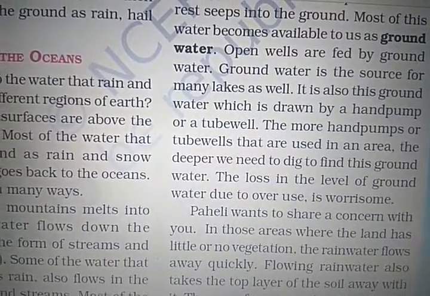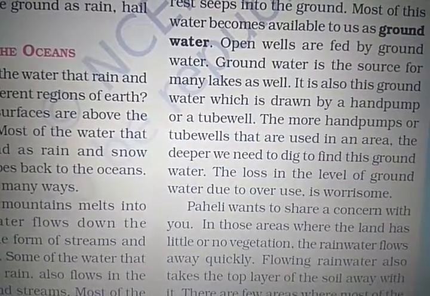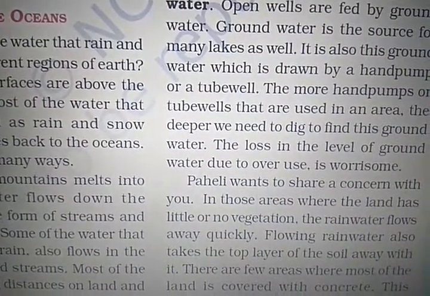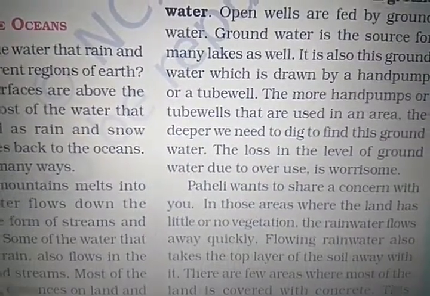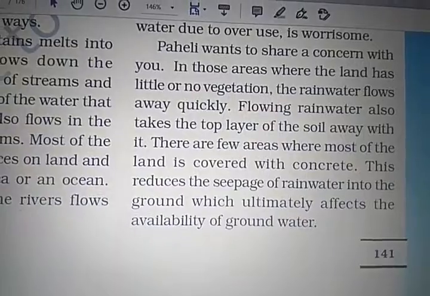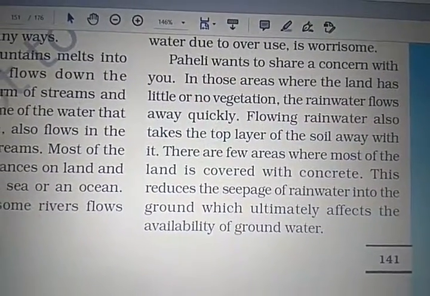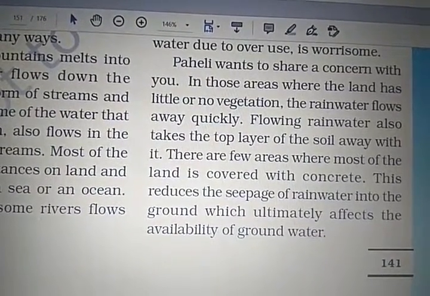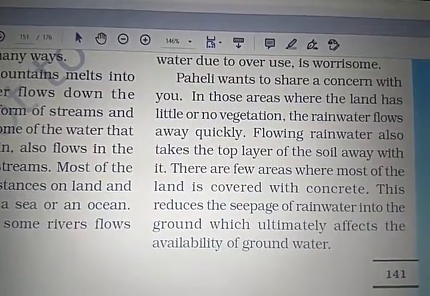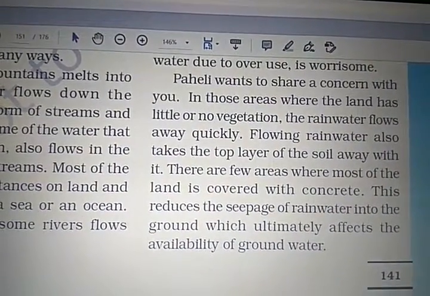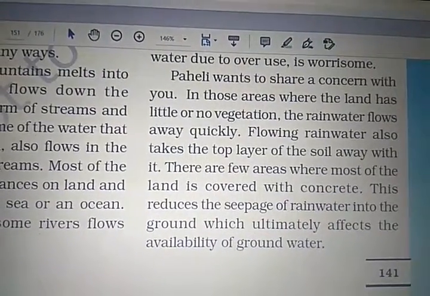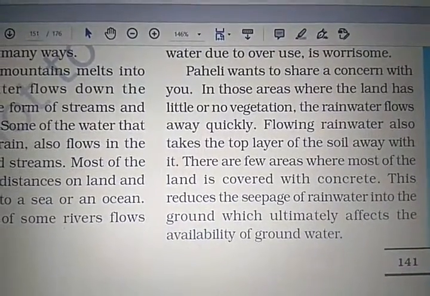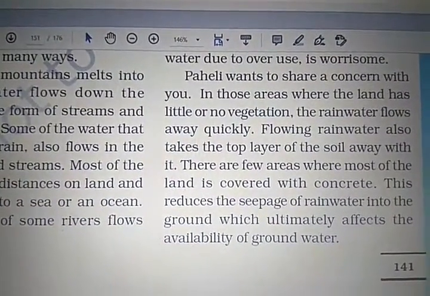In those areas where the land has little or no vegetation, the rainwater flows away quickly. So flowing rainwater also takes the top layer of the soil away with it. There are a few areas where most of the land is covered with concrete, and this reduces the seepage of rainwater. Just now I am telling you, due to that paver block, right? So seepage of the rainwater becomes less, which ultimately affects the availability of groundwater.